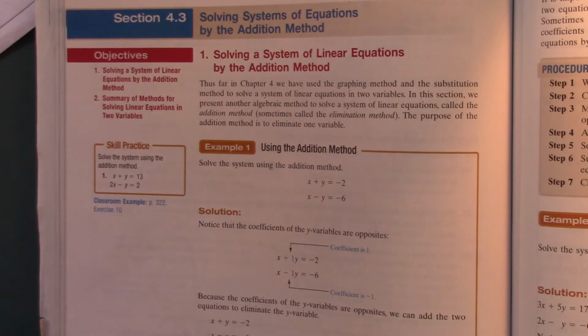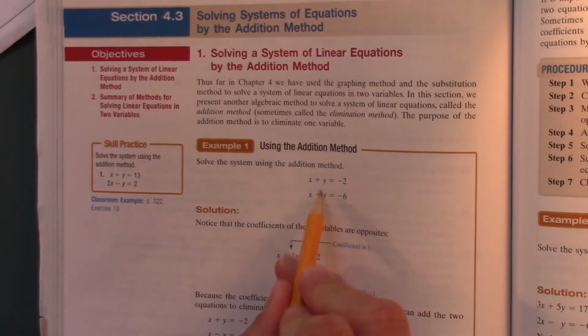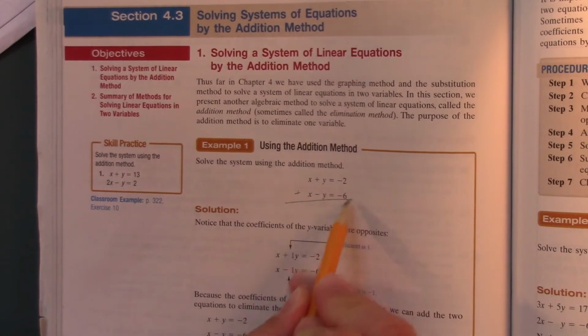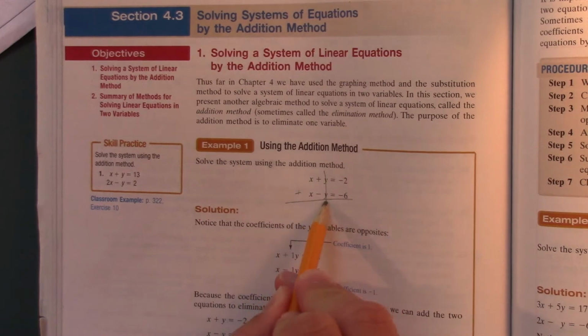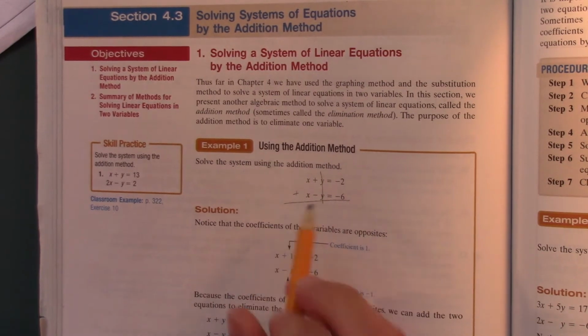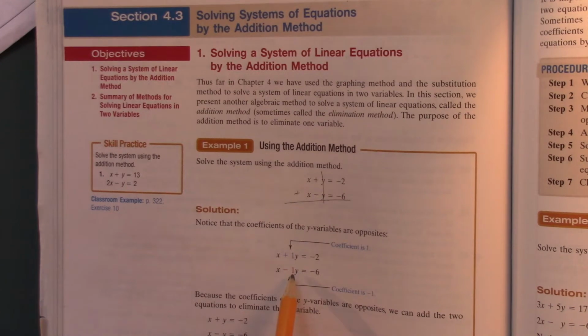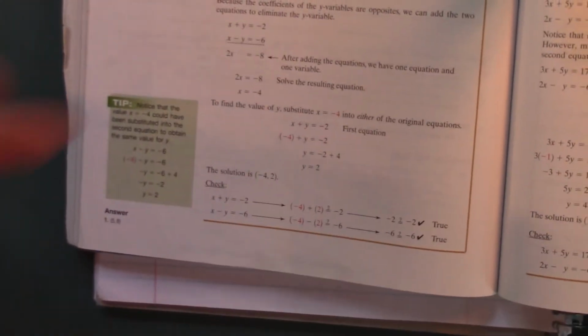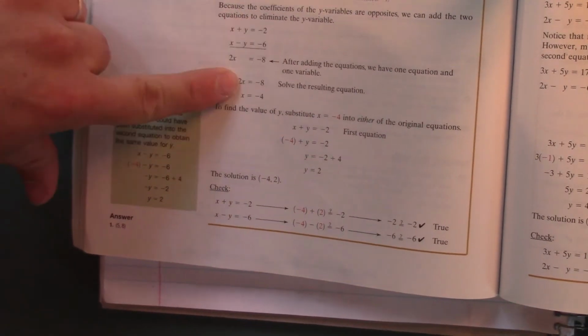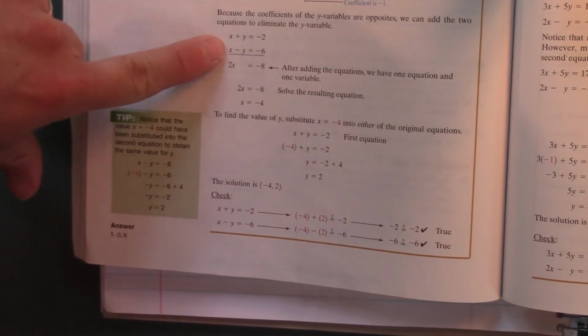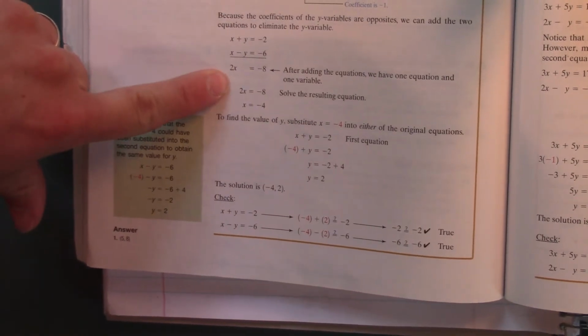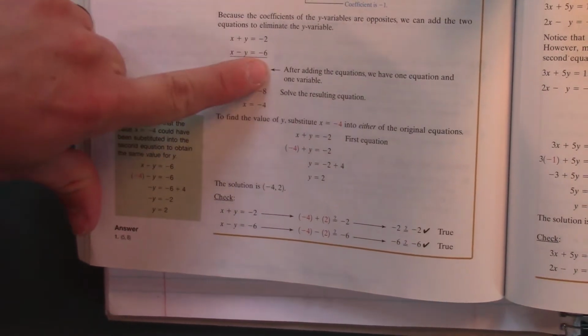A lot of times, if you can look at it and just add down right away and stuff cancels, then you can just add down and do that. They're kind of trying to tell you this here on the next step. You're looking for things that can cancel, right? So it keeps going here and it just deletes those because y minus y is 0, x plus x is 2x, and negative 2 plus negative 6 is negative 8.